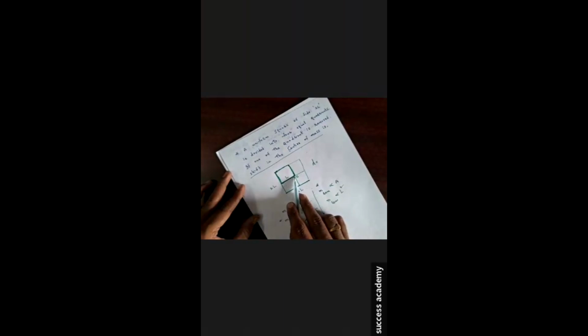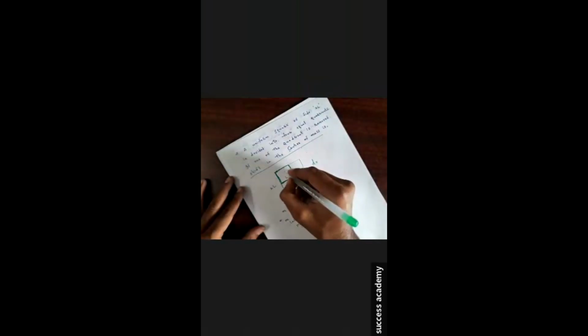Before removal of the mass, this is O. Another center of mass is the part which you removed. For that, I need to take the center of mass of the removed part. The center of mass of the removed part is exactly at its center. That is O dash.